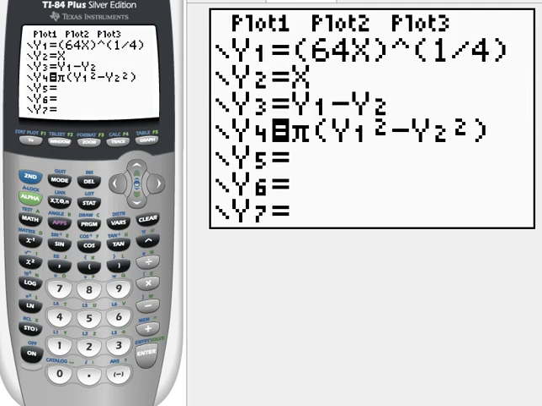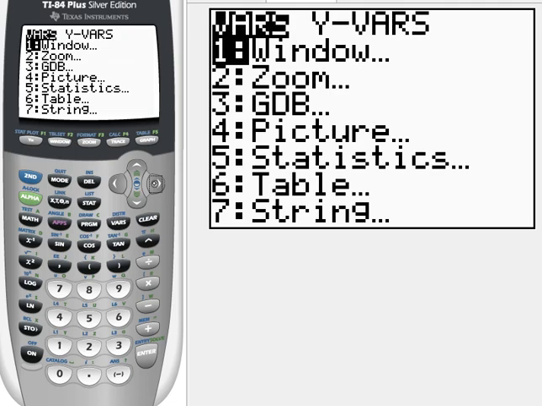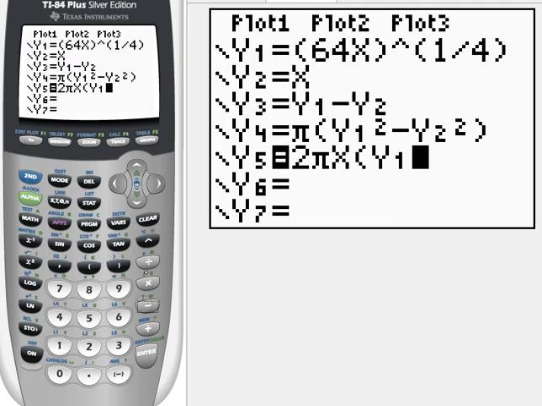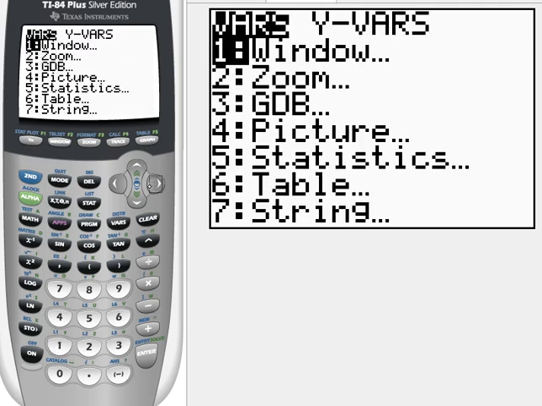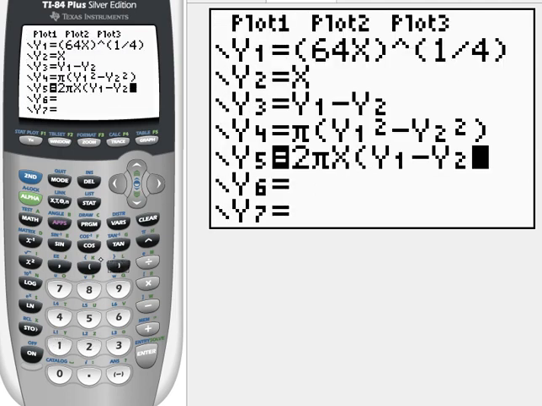For the final one, I'm going to set up the cylindrical shells. First, I'm just going to deactivate the one I have there. Remember that cylindrical shells is 2 pi, and I put a parenthesis there, but it's not really necessary. Remember that r is usually just your x, and h is the difference of the two. I will need that in parentheses, and that's going to be vars, y vars, function y1 minus vars, y vars, function y2, close parentheses.